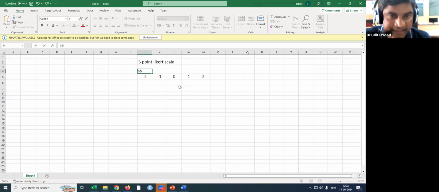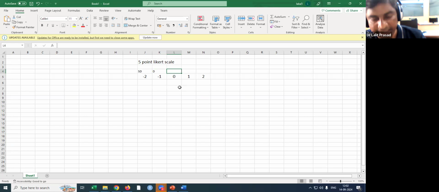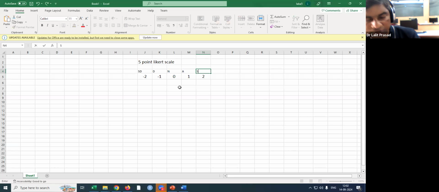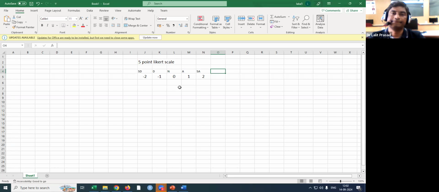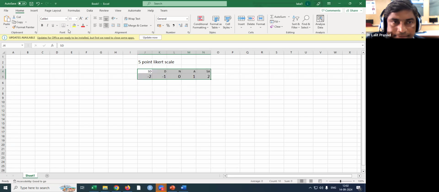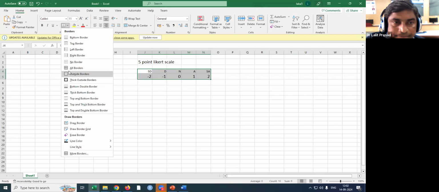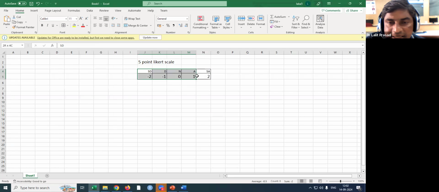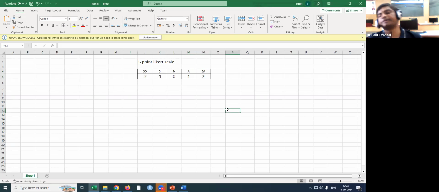So this is strongly disagree, disagree. We call it neutral, but it is better than this negative value. Then it is agree and then strongly agree, like this. So this is an interval scale, we call it. 5-point Likert scale. Similarly, the 7-point Likert scale.